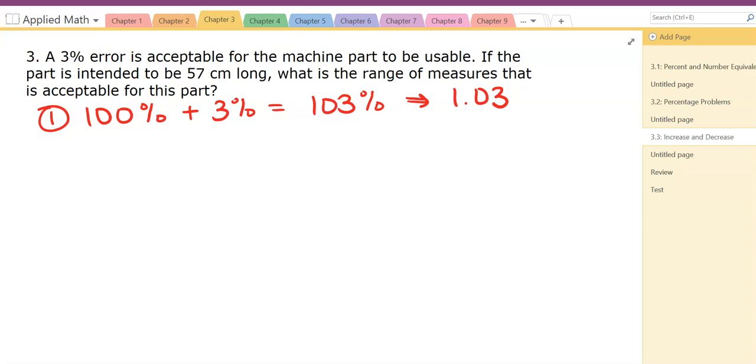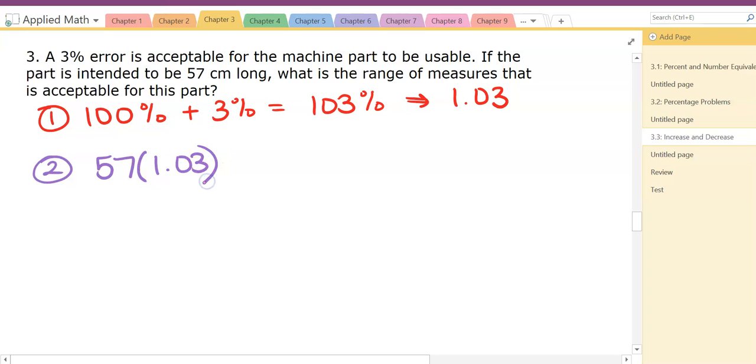So step 2 is we take the length of our part, which is 57, so that's the ideal length, and we take this times that 1.03. So that's going to be 58.71 centimeters. So this would be the largest.